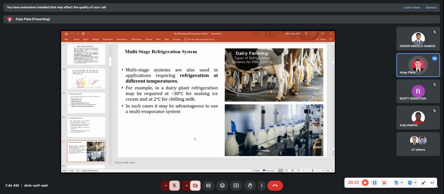Another application of multi-stage refrigeration system is they are also used in applications requiring refrigeration at different temperatures. For example, in a dairy plant, refrigeration may be required at -30 for making ice cream and at 2 degrees for chilling milk. So in such cases, it may be advantageous to use a multi-evaporator system.